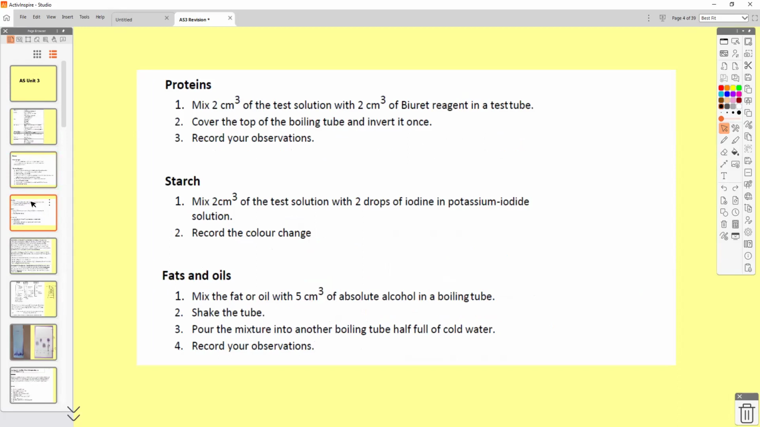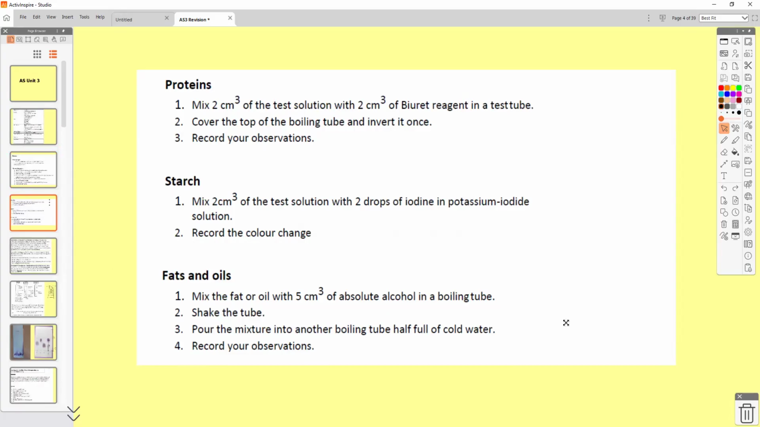Okay. Also, you need to know about proteins. Testing with biuret, which is made up of sodium hydroxide and copper sulfate. Copper sulfate is a light blue color. If tested positive, if proteins are present, then it should go a lilac or purpley color. Starch is using iodine, which is yellow-orange, and it should change to blue-black if starch is present.